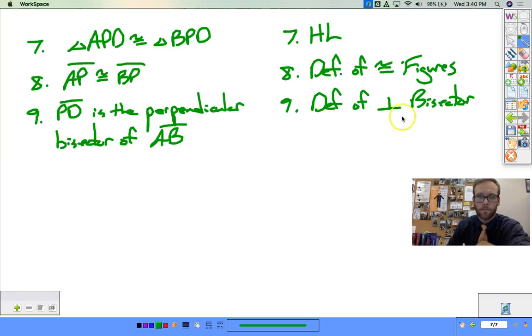Now, that makes PD a perpendicular bisector. We already had the perpendicular part. Now we have the bisect by the definition of perpendicular bisector. Questions there? Good. I knew you guys were quick learners.